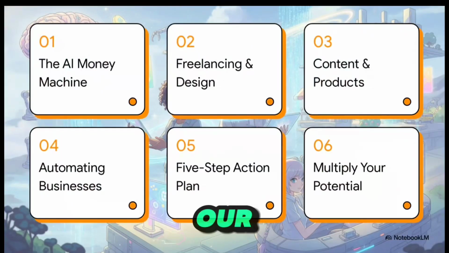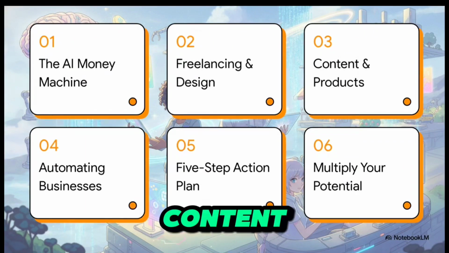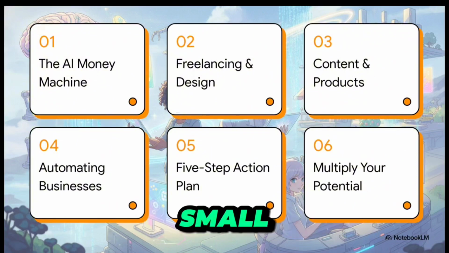So let's dive into our roadmap for this explainer today. We'll start with the AI money machine concept, then look at freelancing and visual design, content and digital products, automating small businesses, a simple 5-step action plan, and finally, multiplying your potential.